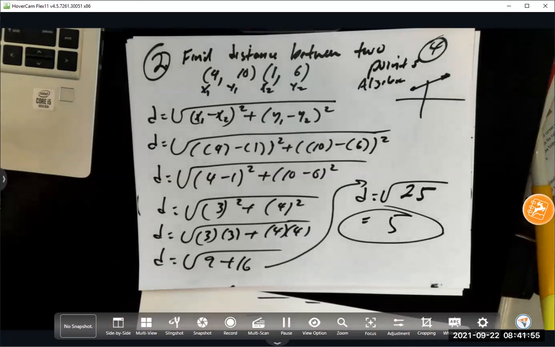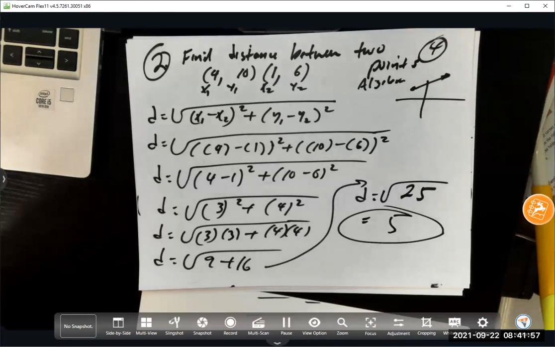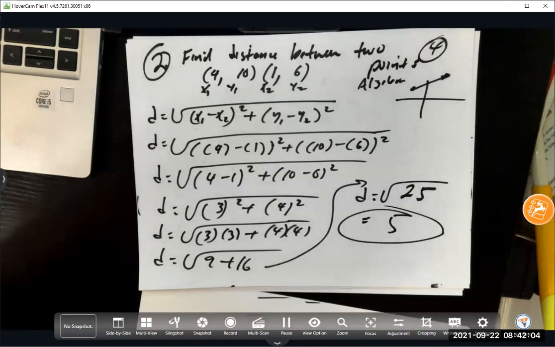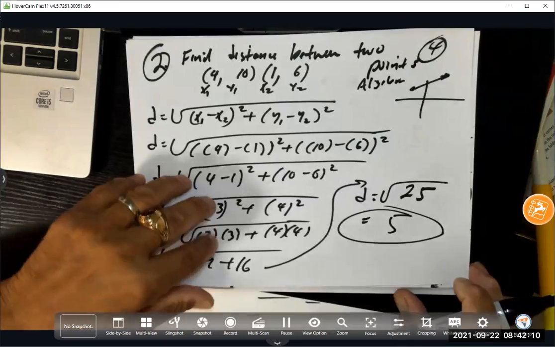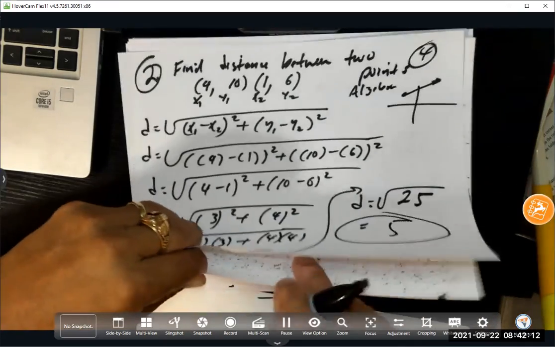If it comes out an easy number like that, like 5 or something, that's what you do. If it doesn't come out an easy number like that, leave it alone. Can we do another? Okay. Is that right? Yes or no? Yes, sir. Okay. Let's do page 5.